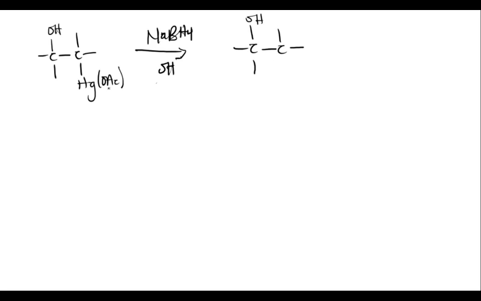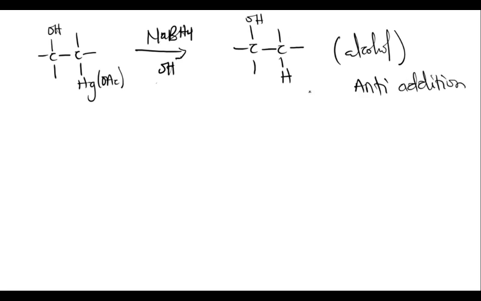Okay, so the acetate group over here will be replaced by hydrogen. And then this is our alcohol, our product. This is our alcohol, and in terms of stereochemistry, it is an anti-addition. That is, we are not adding the OH and the hydrogen to the same face. That is in terms of stereochemistry.